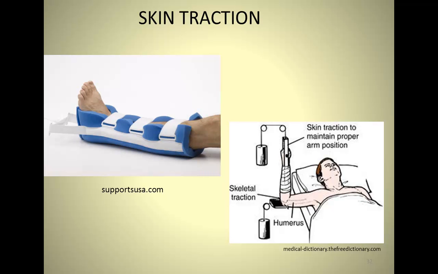Here you've got a little bit of both. This one is skin traction, and this one's skeletal, with the pin going right through the bone. So you can put a heavier weight on here than you can on here.